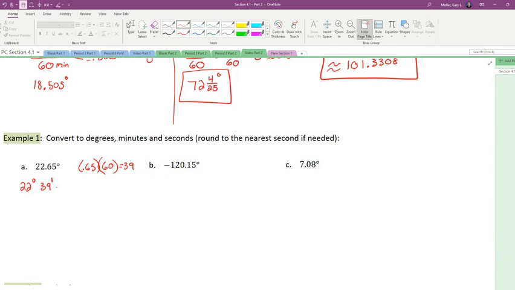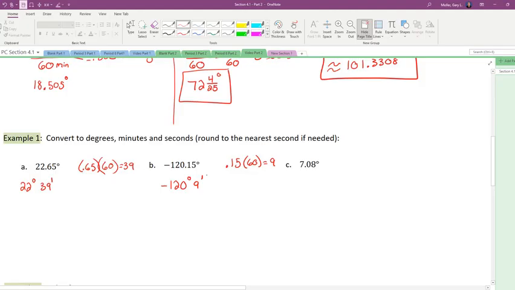All right, 15.15 of a degree, so 0.15 of 60 minutes. 0.15 times 60 is 9. So we're talking about 9 minutes. So this is negative 120 degrees, 9 minutes.